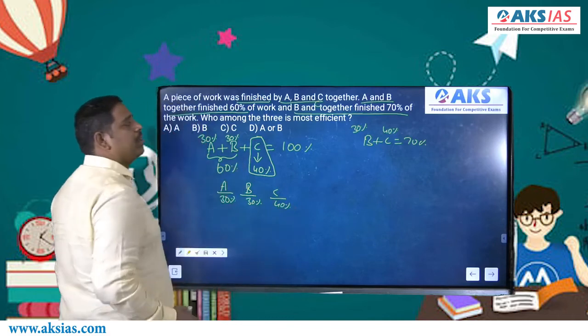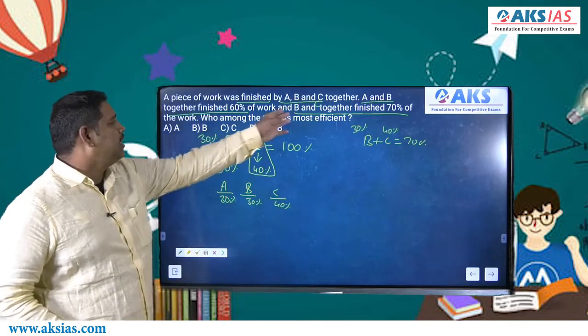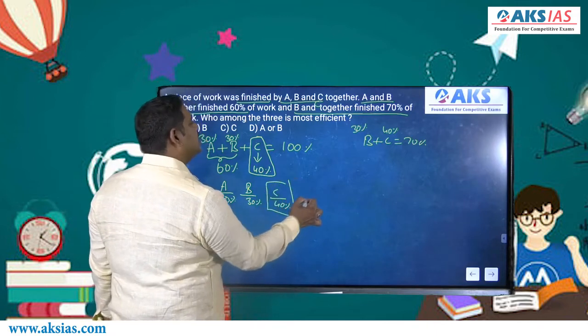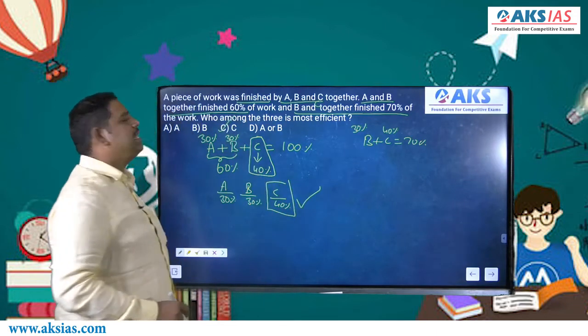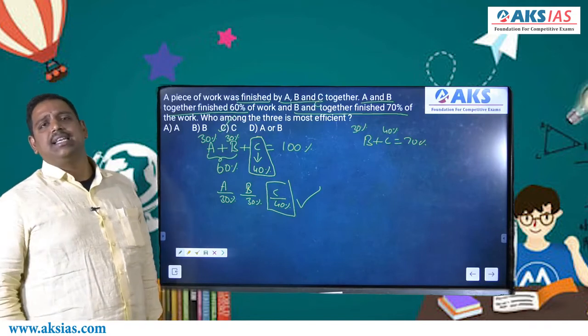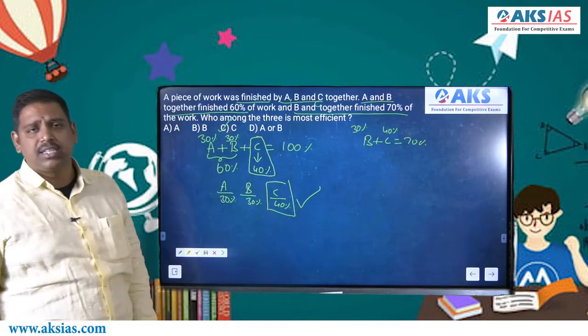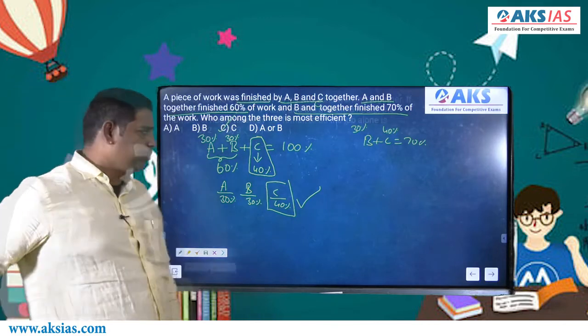Is it correct or wrong? So now tell me, among the three, who is more efficient? Sir, who completed the more work? That person is more efficient. So the answer is C. Right, like this we have to work out this kind of efficiency based questions. Okay, right, let's go to the next question.